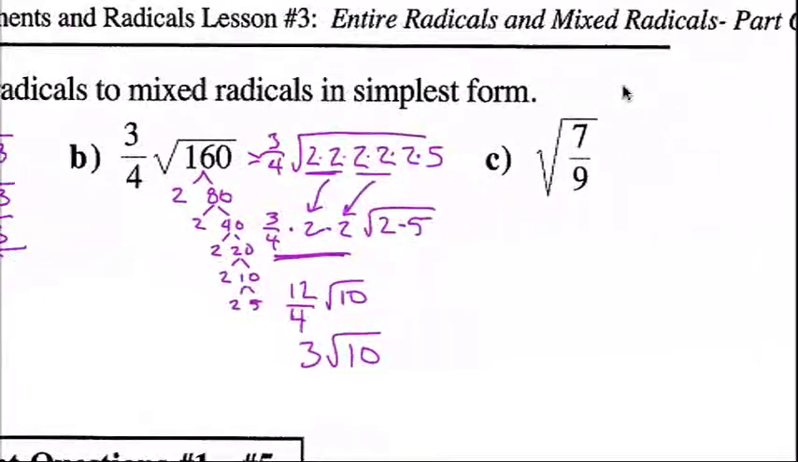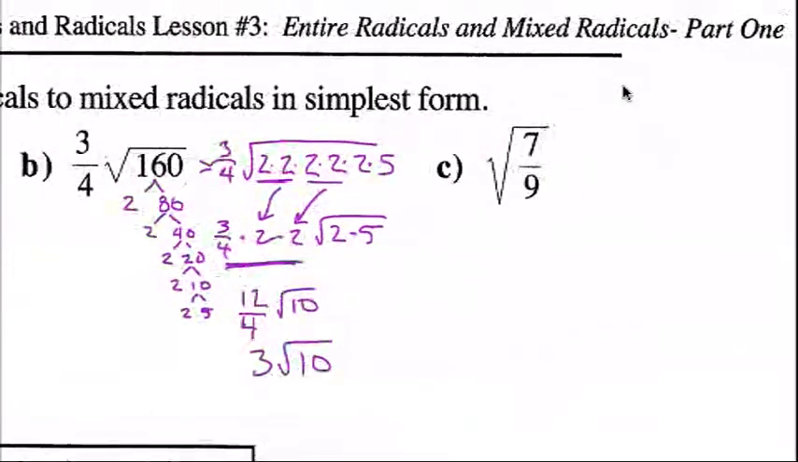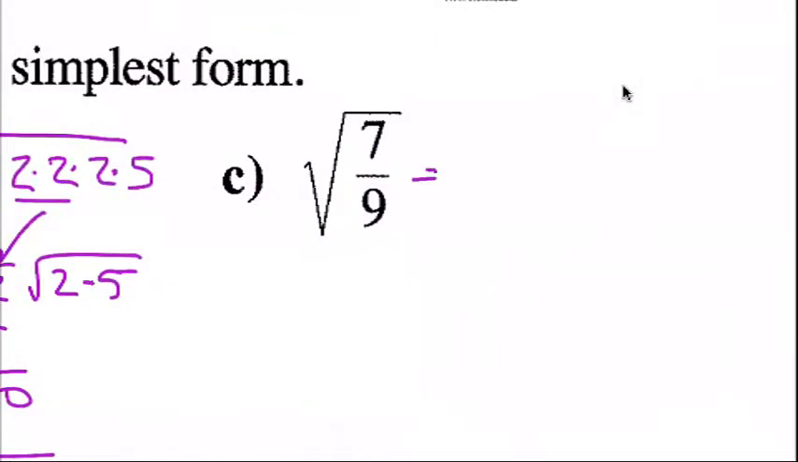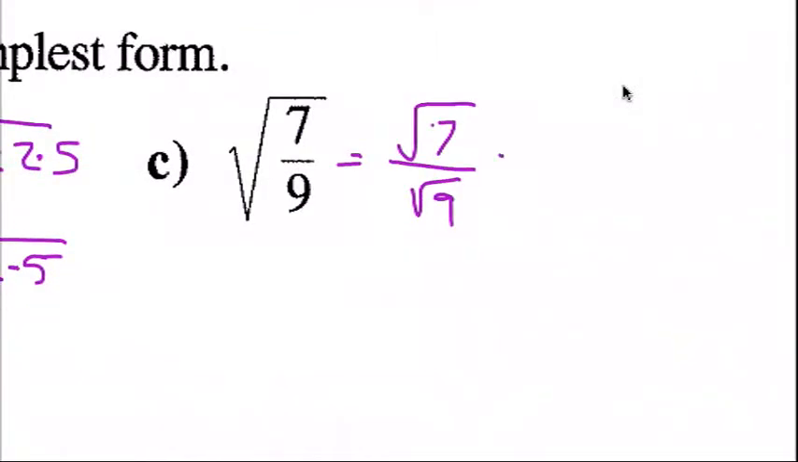Question C. Square root of 7 divided by the square root of 9. Remember, I can split this. That's the square root of 7 over the square root of 9. I know that the square root of 9 is 3. So this is square root of 7 all over 3. Done.